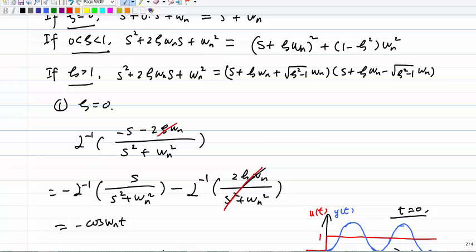I can put L inverse of negative s, and I can put the negative outside: negative L inverse of s divided by s squared plus wn squared. If you look at the table, what you find is just negative cosine wn t.